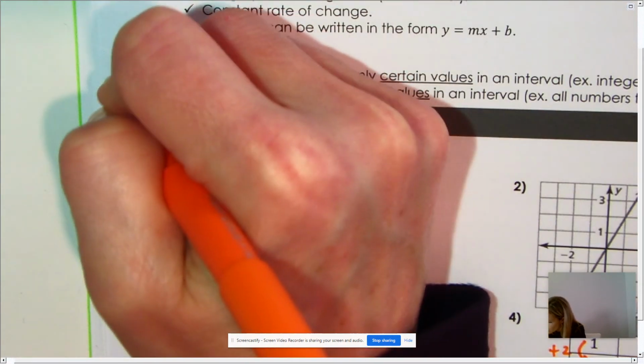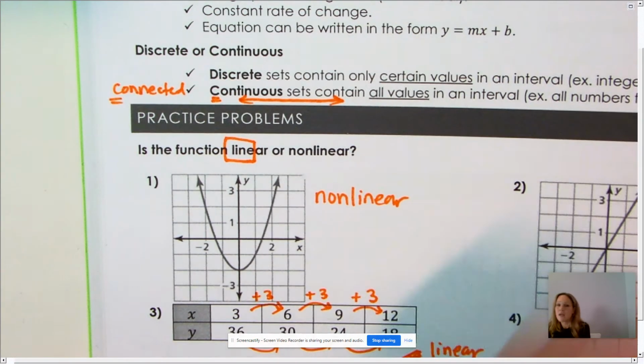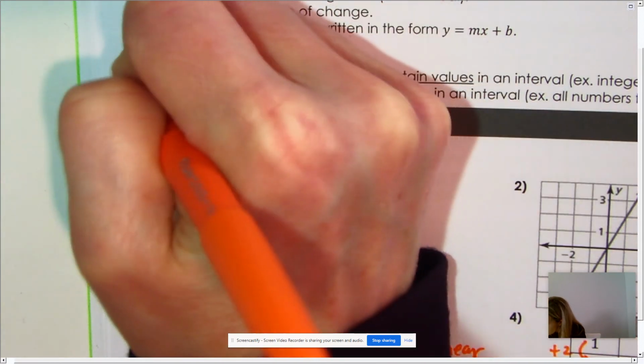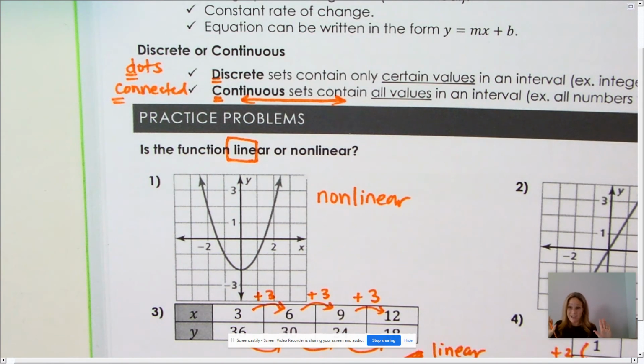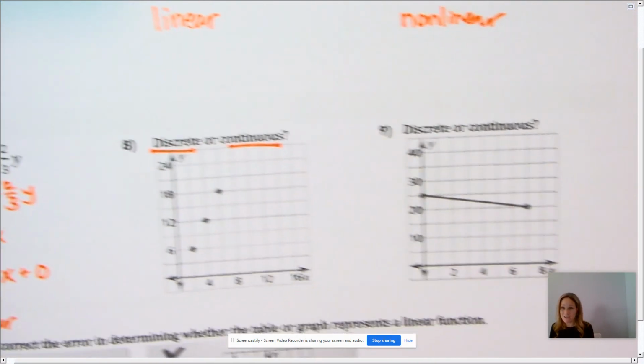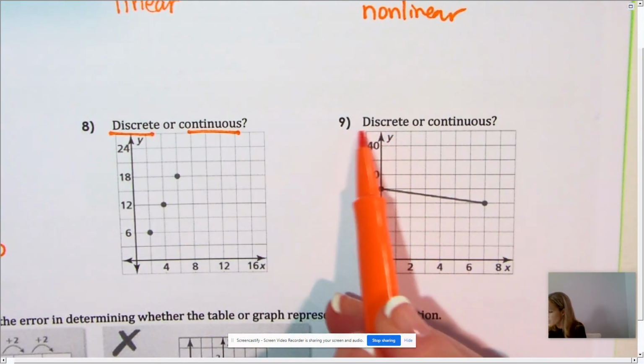So here's the words I like to write for continuous. We would write the word connected: continuous, connected. And then for discrete, that usually looks like dots: discrete and dots. A little bit of alliteration there. Maybe you guys remember that from English where it starts with the same letter. So looking at this one, does this one have dots or is it all connected? If it has dots, it would be discrete. I'll let you figure that one out, but I just wanted to throw you a bone there and help you out.